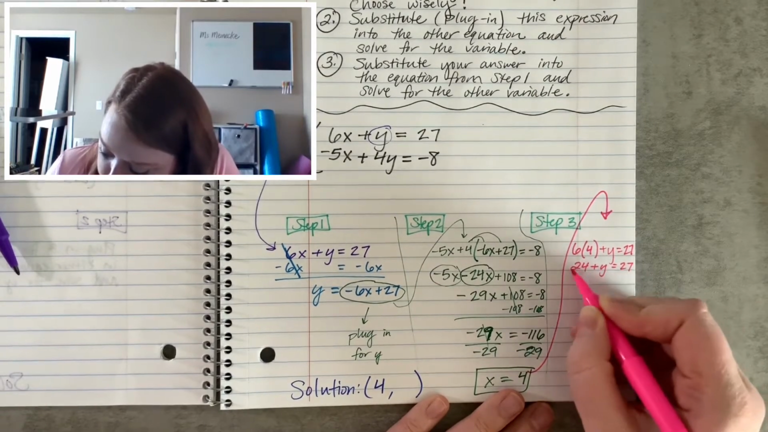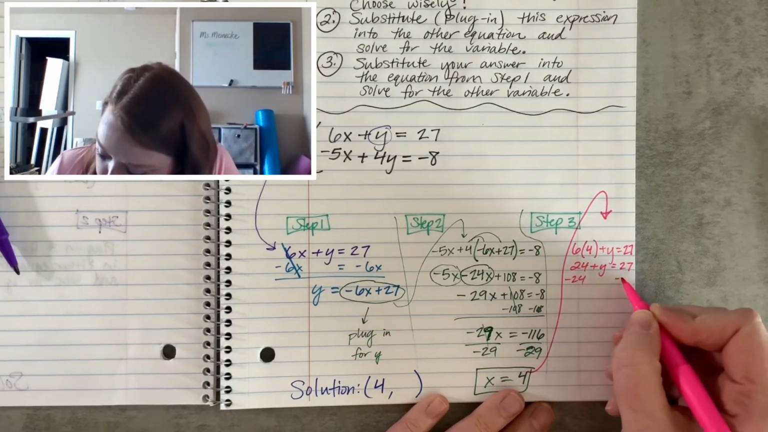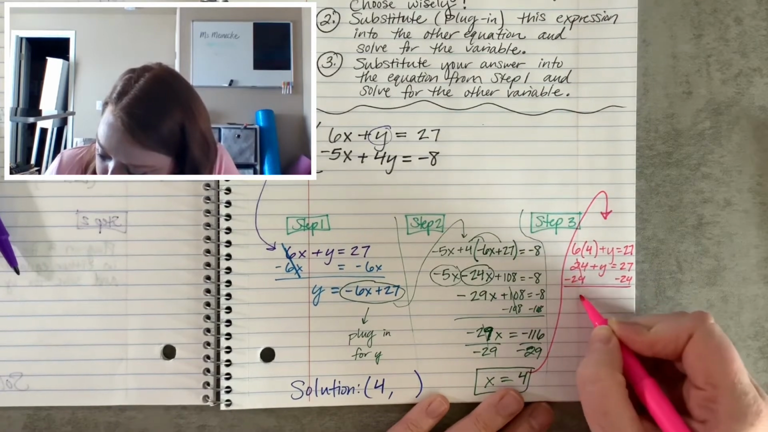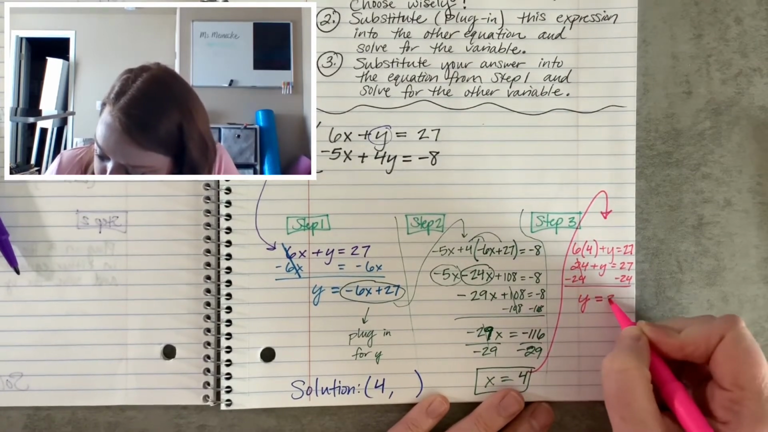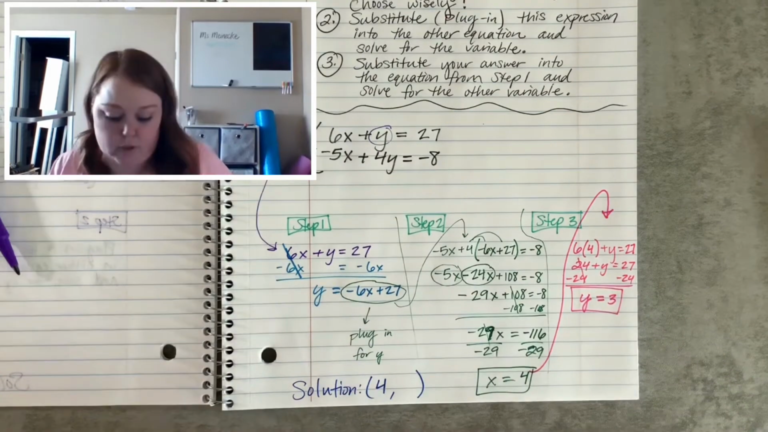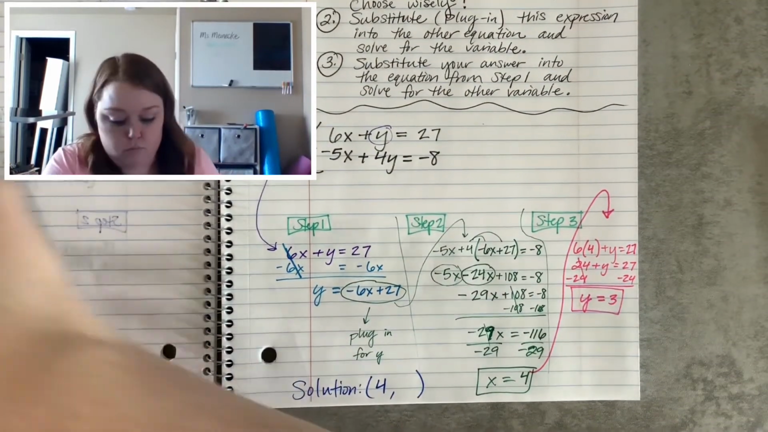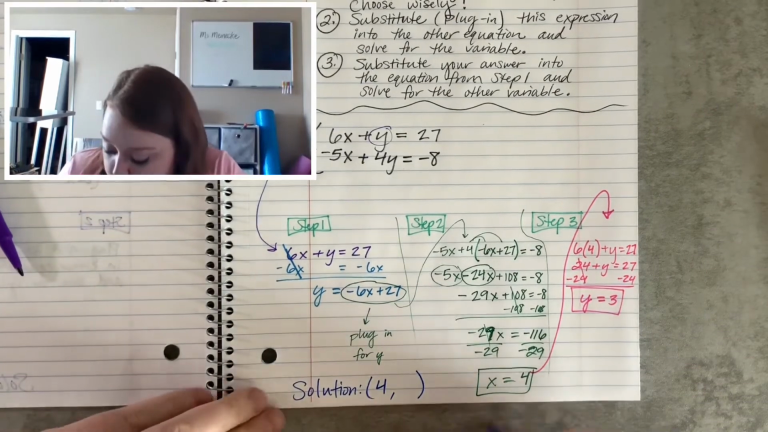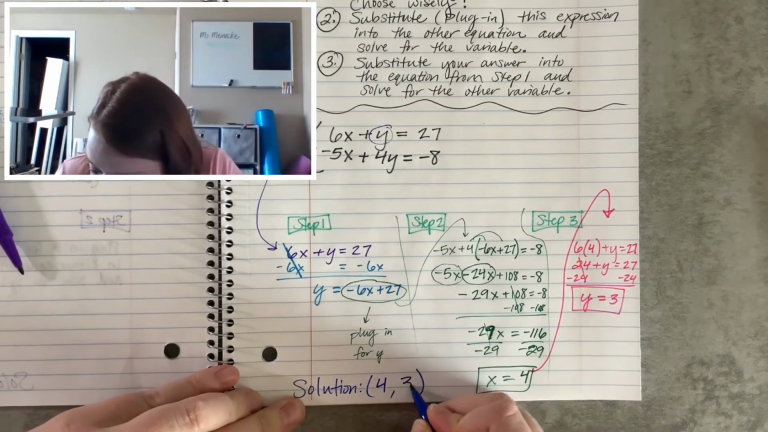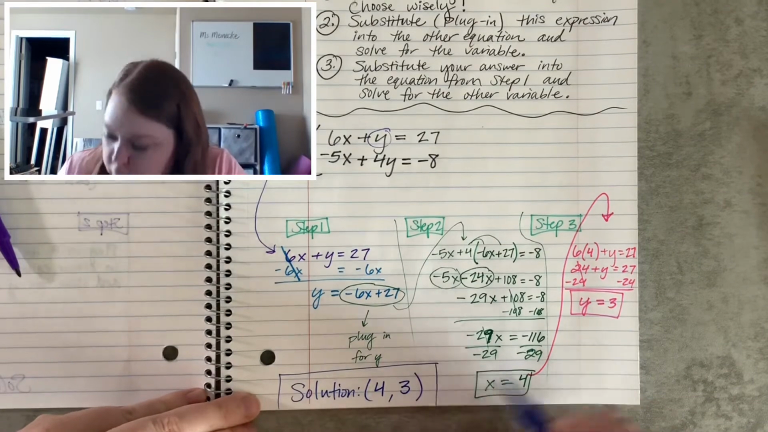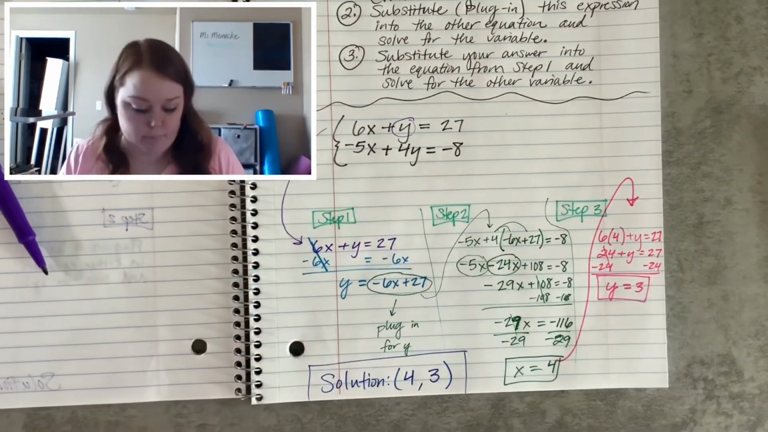Got to get y by itself, so I subtract this 24 away. I get y equals 3. Okay, y is equal to 3. Last thing I do, I guess I could have had a step 4, but last thing you do is put your answer as an ordered pair. So your final answer here is (4, 3).